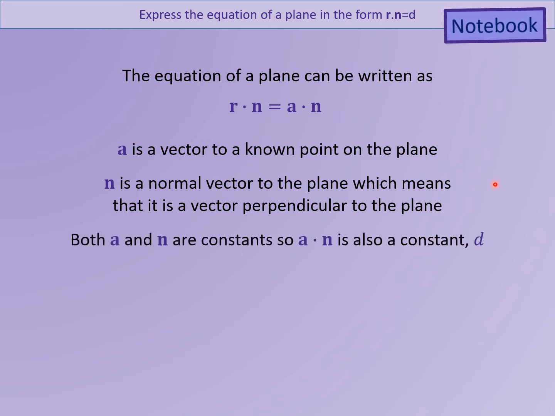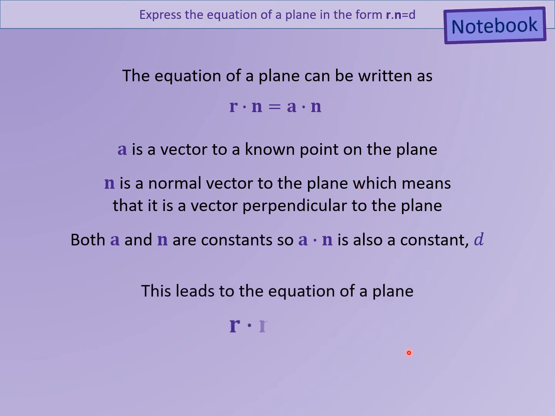Because both A and n are constants, there is only one normal vector to the plane, although the magnitude of that normal vector can change. There is only one normal vector to any plane, and A is a known point. So the A dot n part is actually two known quantities. We can write those down as a new constant, D, which is a scalar, because the scalar product of A and n is definitely going to be a scalar.